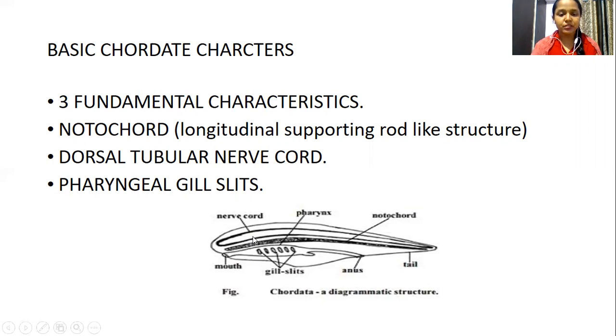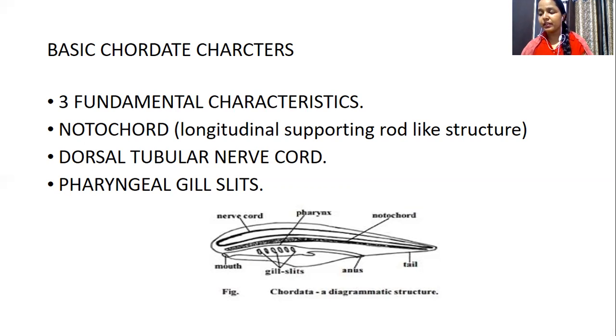Next, we'll move on to the dorsal tubular nerve cord. This dorsal tubular nerve cord lies in the dorsal position of an organism, and it is a hollow, cylindrical, tubular structure. It also persists throughout the life of an organism. In the higher chordates among the vertebrates, the anterior end of the dorsal nerve cord undergoes cephalization, forming the brain region, and the posterior end forms the spinal cord. This happens in the higher chordates.